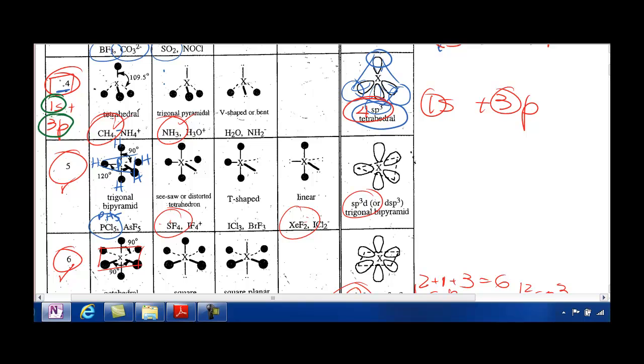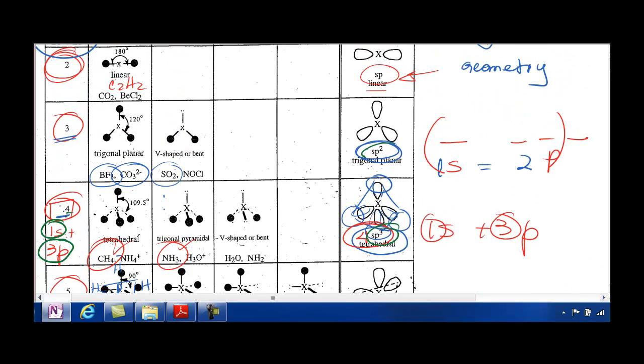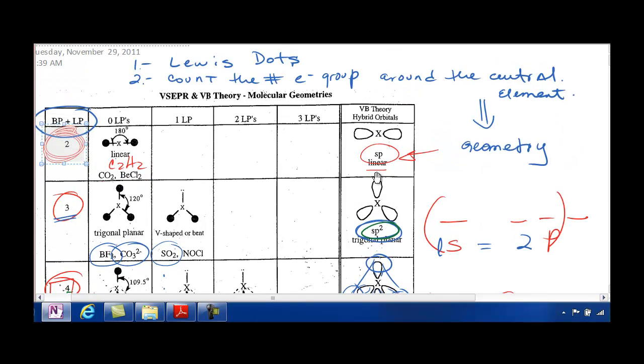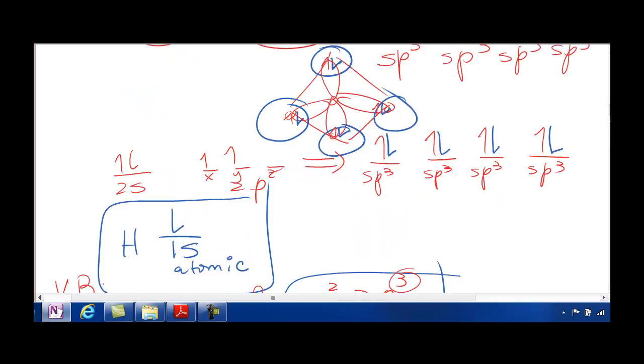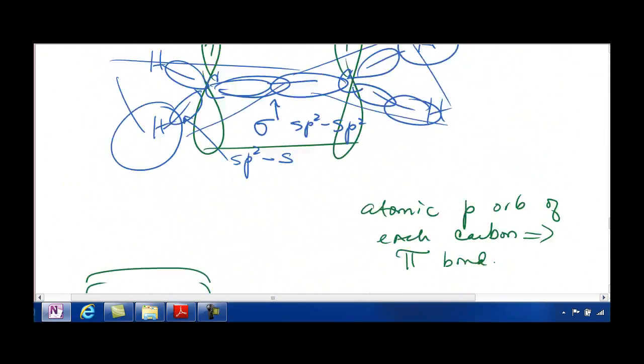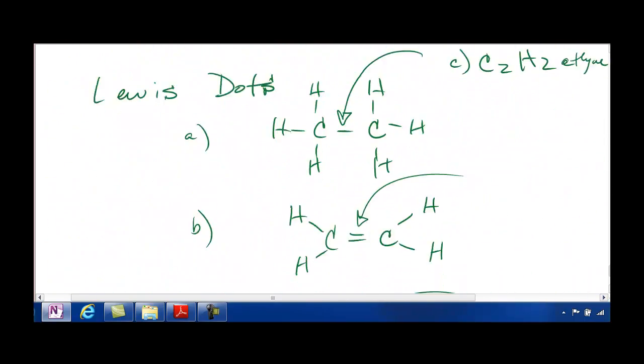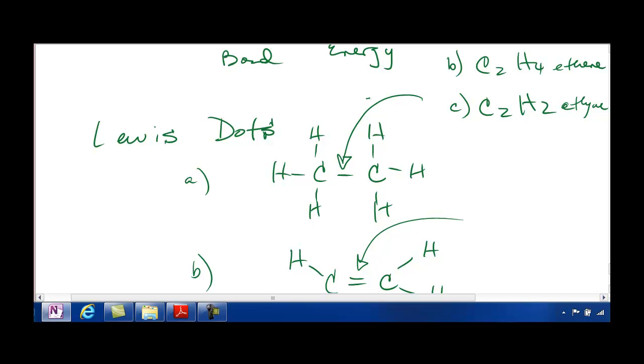We go straight: count of 4, sp3. Count of 3, sp2. Count of 2, sp. Like that. Okay? So that bond in A is an sp3 of one carbon overlapping with an sp3 of the other carbon. If I only have single bonds, those are all sigma.